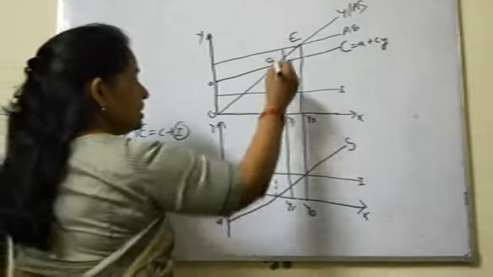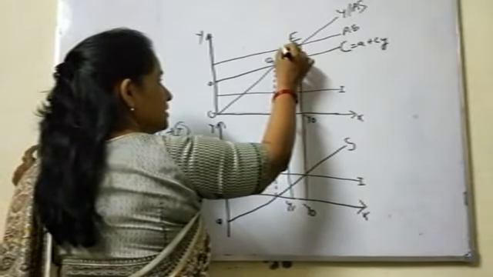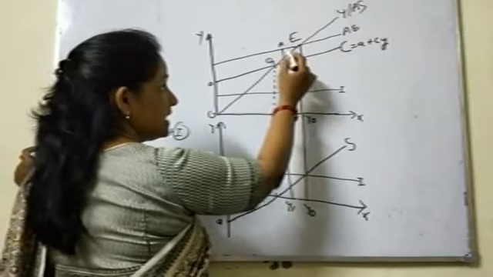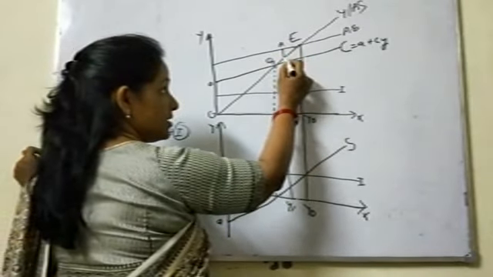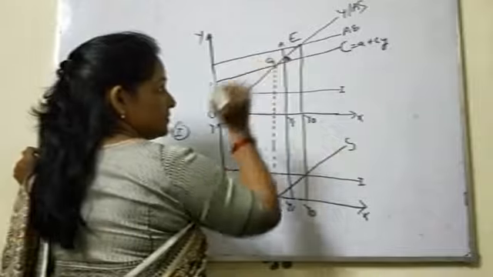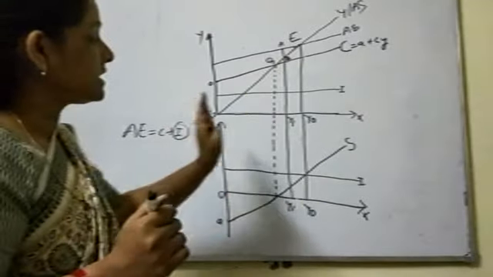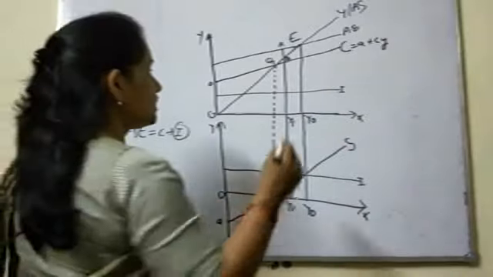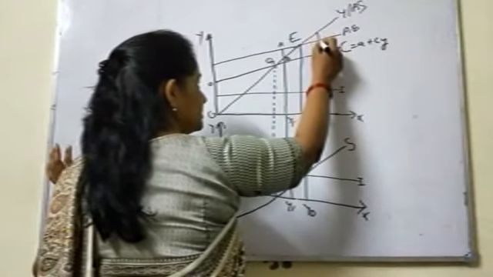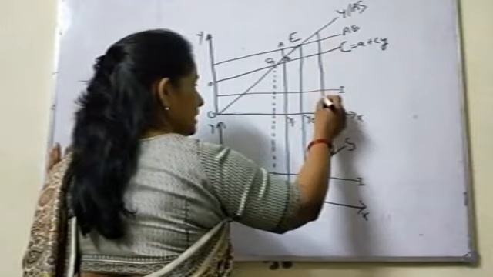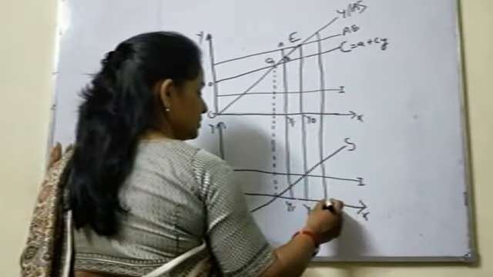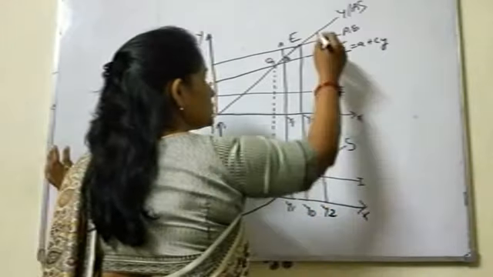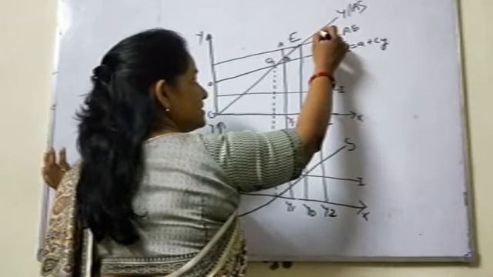Now here we'll write point A, where this is touching the aggregate demand, and where it is touching the aggregate supply we'll write B. Then we'll take one level of income after equilibrium. I'll take it here and bring it down. I'll take this as Y2. Here it is touching aggregate supply at this point.